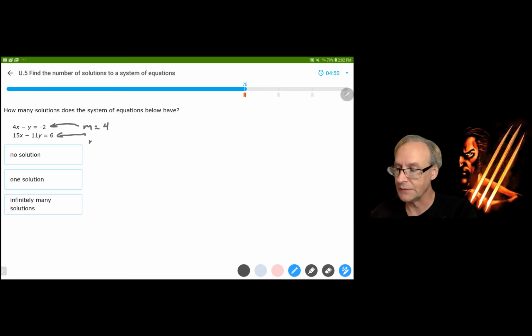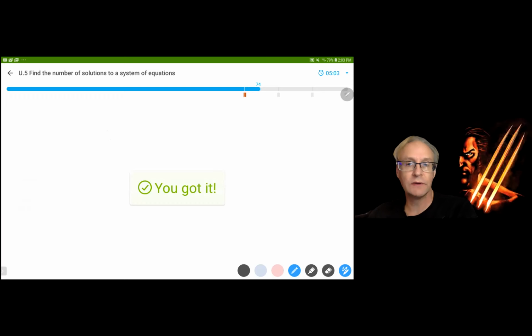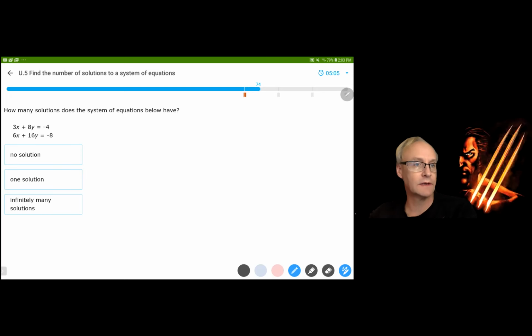It's 15 over 11. Clearly, the two slopes are very different from one another, and that means that they are different equations, and there is one solution. Lots of other ways of doing it. And we could have solved for y and found it exactly.